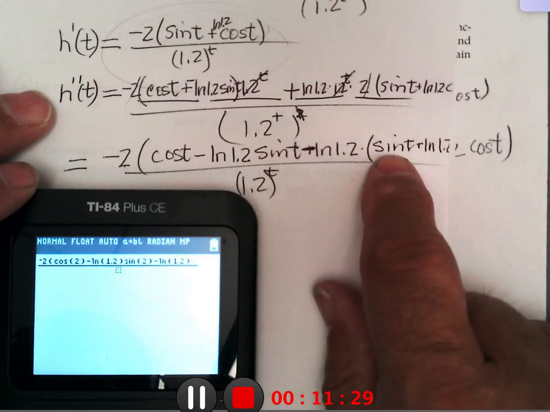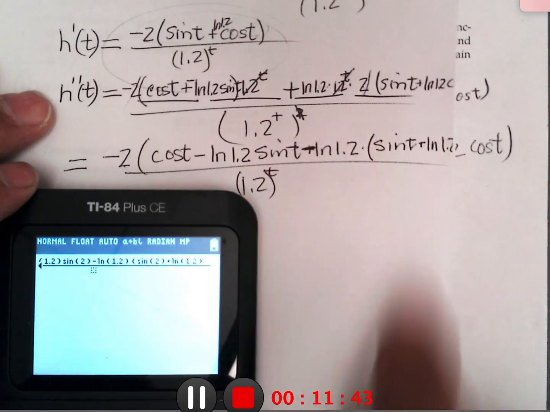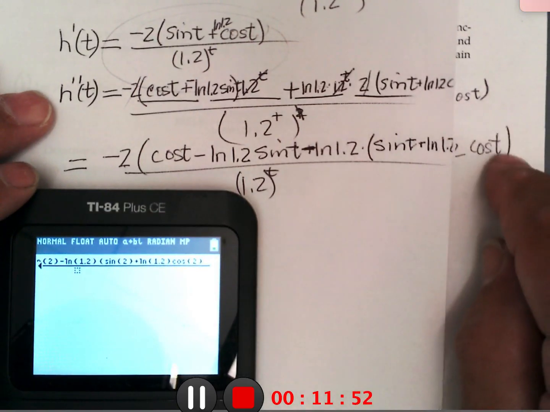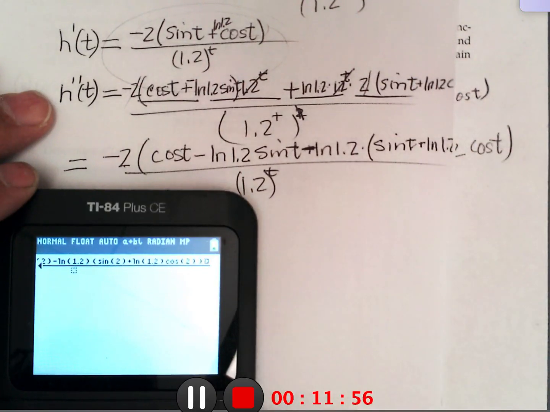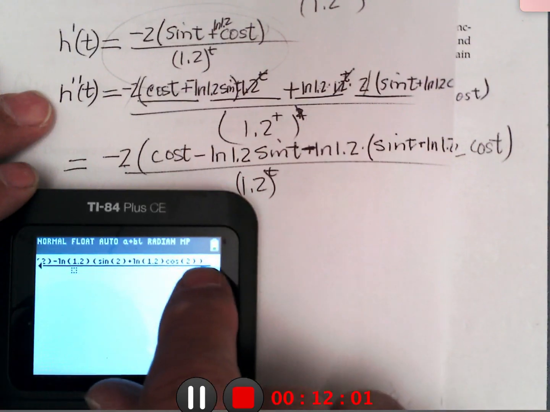times the quantity sine of 2 plus ln of 1.2 close parenthesis cosine of 2 and close that group. So I have a starting of the group, ending of the group, times an ln of 1.2.